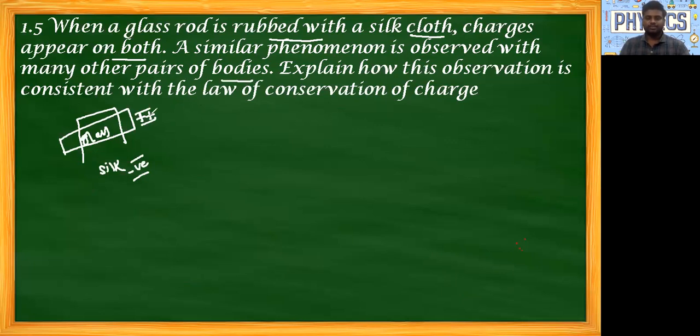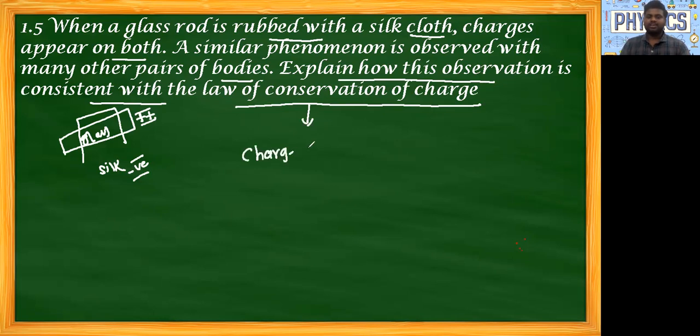The same phenomenon will be observed in different bodies. Explain how this observation is consistent with the law of conservation of charge. First, we want to know what the law of conservation of charge is. The charge of an isolated system remains constant.